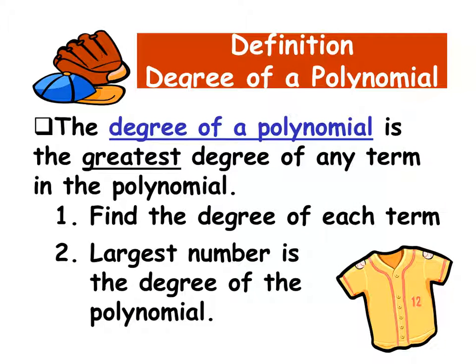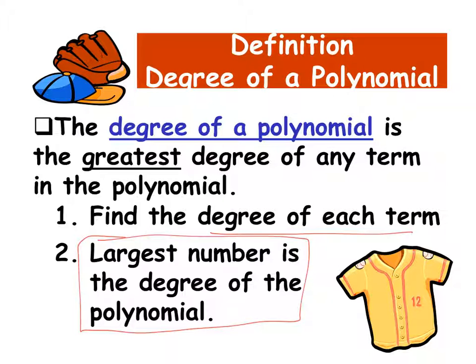Alright, here's how you find the degree of a polynomial. Since you're going to have most likely more than one term, what you do is you find the degree of each term, and then you find the term with the largest degree, and that's the degree of your polynomial.